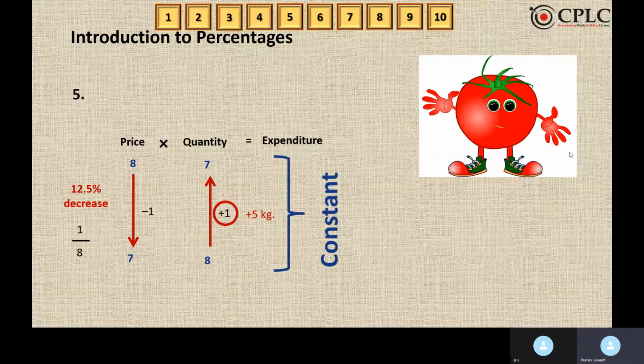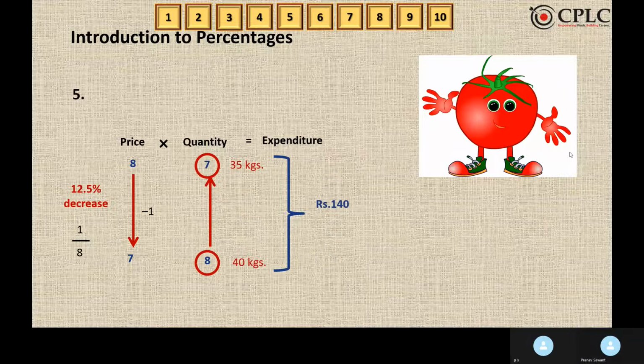So 1 kg is equivalent to 5 kgs because they have said that the housewife can buy 5 kgs more. Hence if 1 is equal to 5, 7 is equal to 35 and 8 is equal to 40. Now 35 kgs and 40 kgs. So 35 kgs was the prior value. So we will do 140 divided by 35. That will give us price per kg. That is 4 rupees per kg.